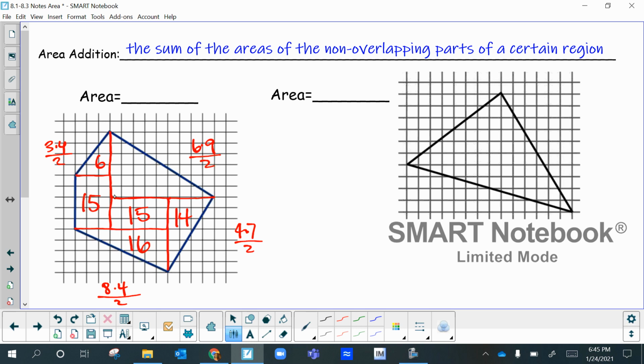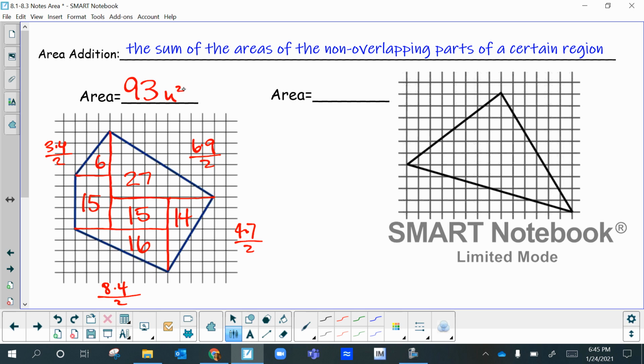So let me double check, make sure I counted right. 1, 2, 3, 4, 5, 6. 2, 3, 4, 5, 6, 7, 8, 9. Yes, so 6 times 9 is 54. And 54 divided by 2 is 27. So I have 27, and I'm going to add all of these regions. 27 plus 6 plus 30 plus another 30, 93 square units. That's how you find the area of this.